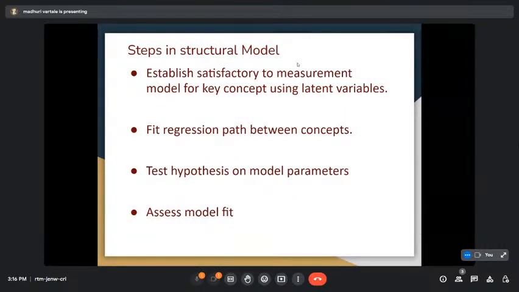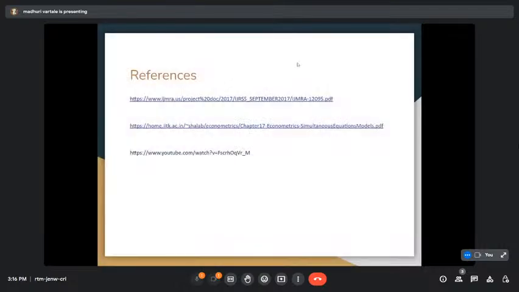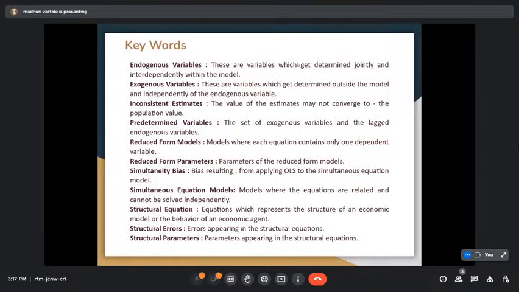So let us see these steps in structural module. That is, establish a satisfactory measurement model for key concepts utilizing the latent variables, fit regression path between the concepts, and test hypothesis on model parameters and assess the model fit. For these steps, we have to make the structural module. These are the websites which are very useful to get the knowledge for your notes making regarding the simultaneous equations. And these are some keywords related with this chapter.